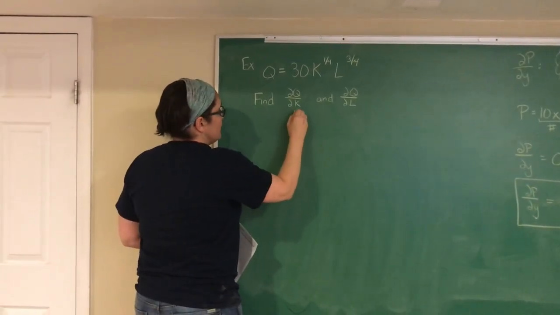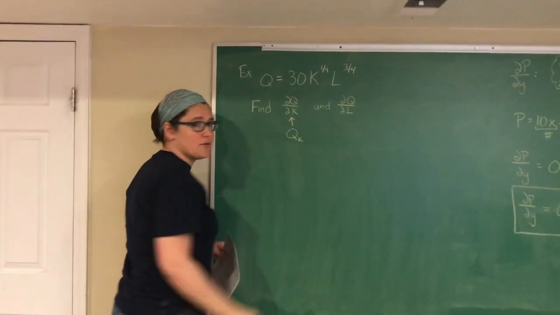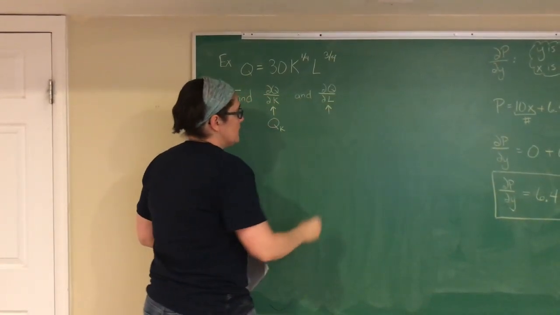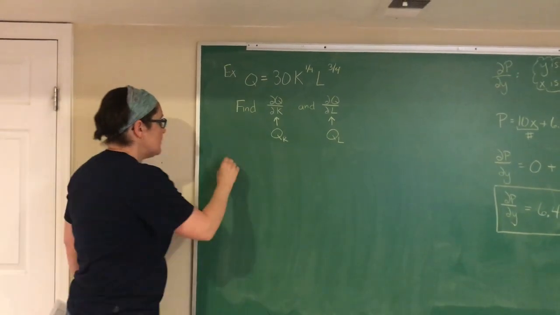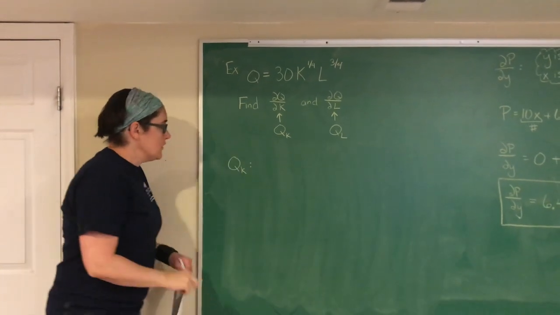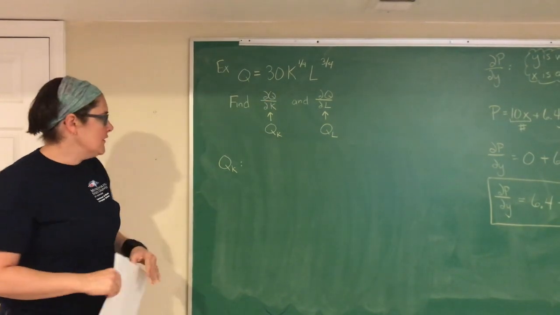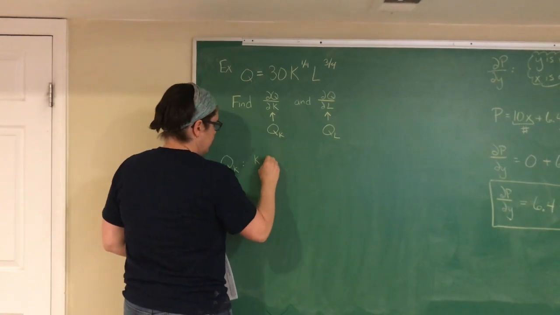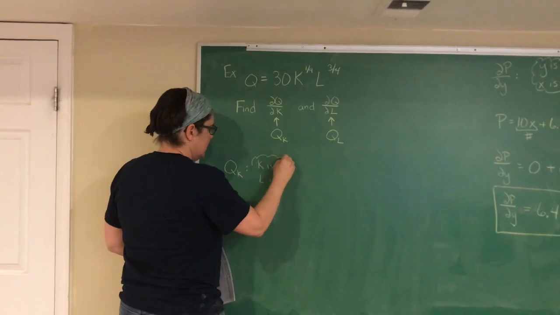And again, I can write the partial derivative of Q with respect to K, or I can write it as Q subscript K. They both mean exactly the same thing. And dQ over dL means the same thing as Q subscript L. Okay, so let's start with Q subscript K. Our subscript is the same letter that's in the denominator of this Leibniz notation. So K is going to be our variable in this problem, and L is going to be a number.